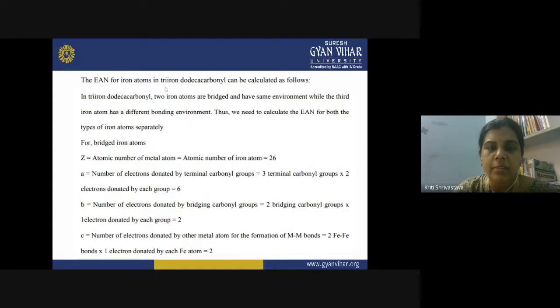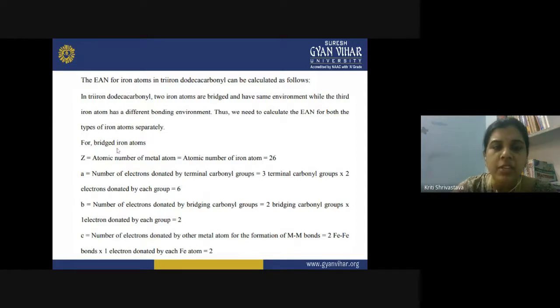If you remember, in the previous lecture we saw the structure of this compound. The two iron atoms are bridged and have the same environment, while the third iron atom has a different bonding environment. So this is a very special type of polynuclear metal carbonyl. We need to calculate the effective atomic number for both types of iron atoms separately. You can divide the three iron atoms into two categories: two iron atoms with a similar environment, and one with a different environment.